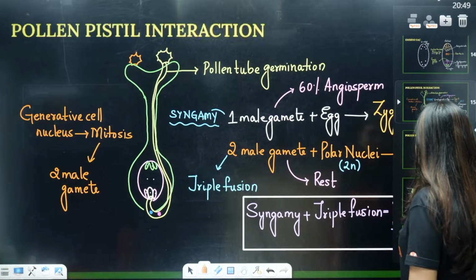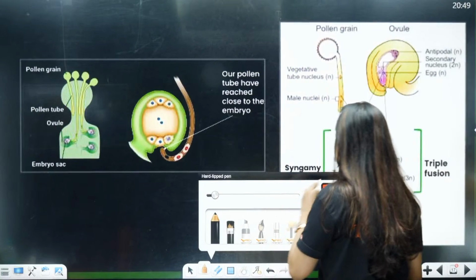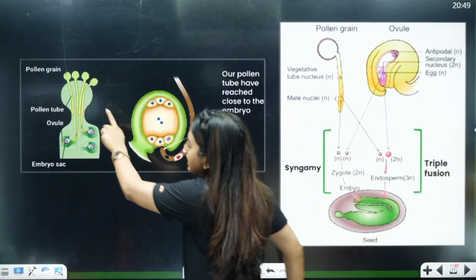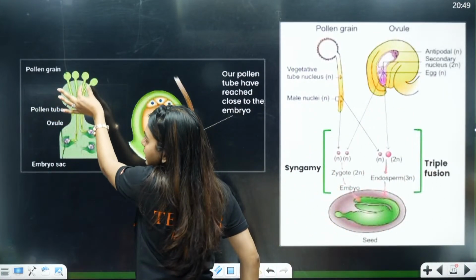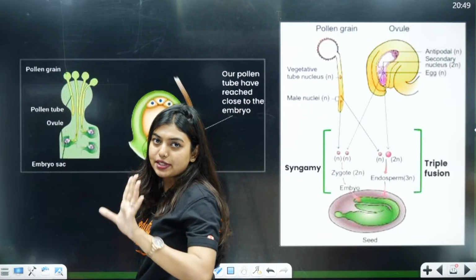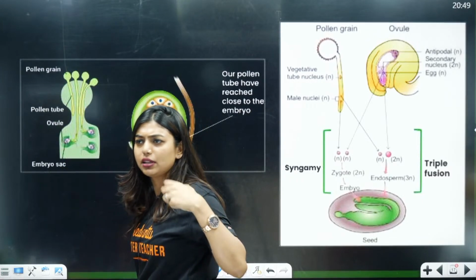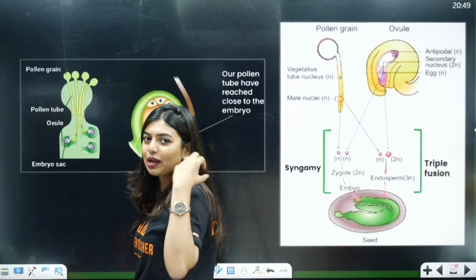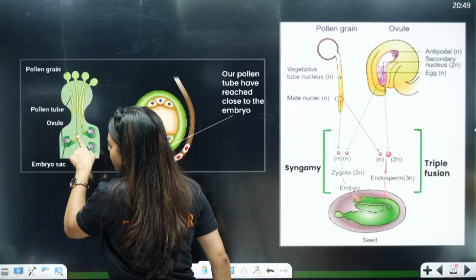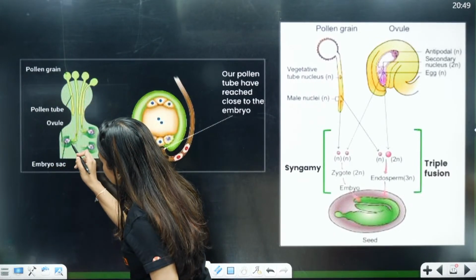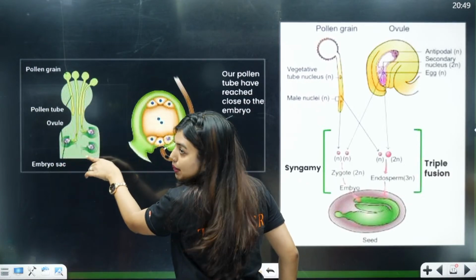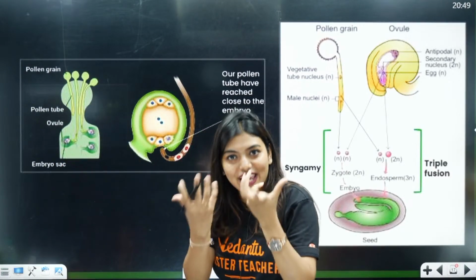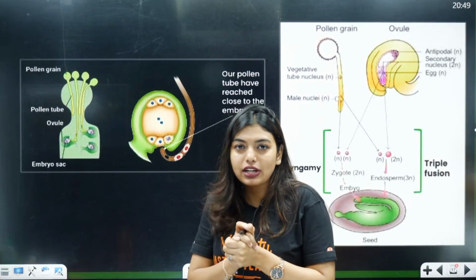Microsporogenesis, Megasporogenesis is clear. Now I'll show you an image since you understood. Okay, so look here students, this is your pollen grains. You can see that once the stigma accepts the pollen, that okay, we are compatible, then pollen tube germination will happen. That pollen tube, can you see how they are going and binding with the embryo sac? Because inside the ovule, embryo sac is there, right? Then fertilization has to happen.